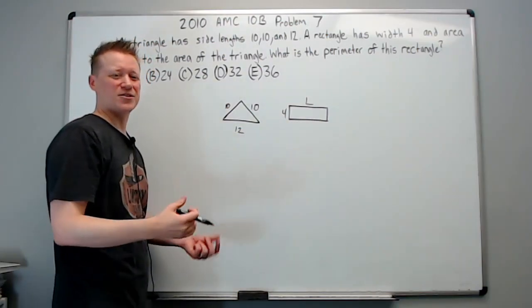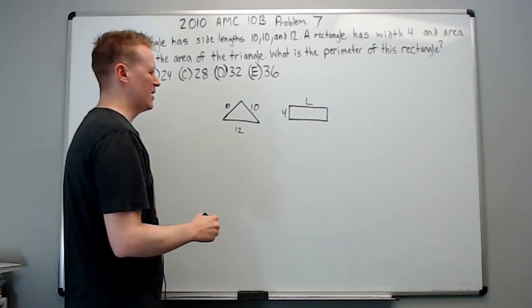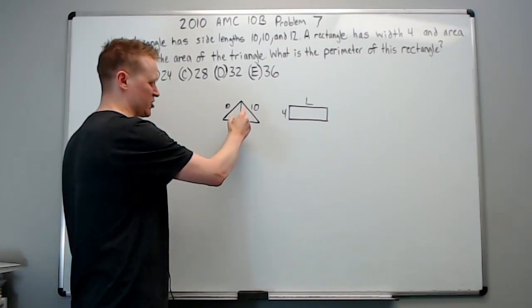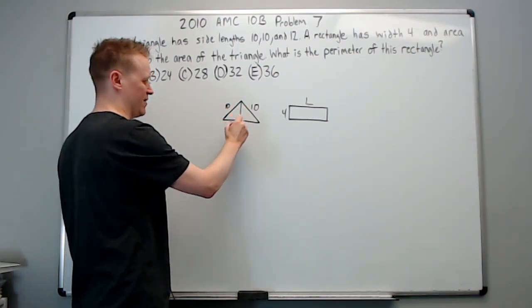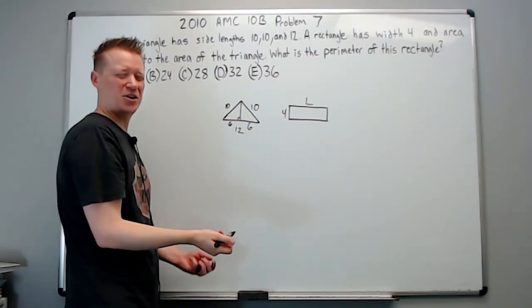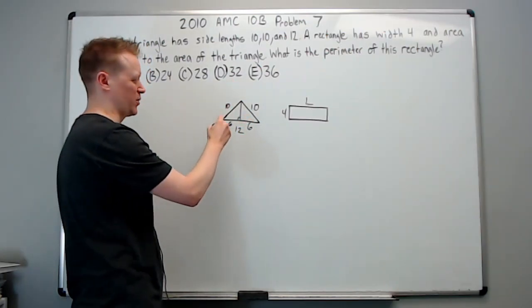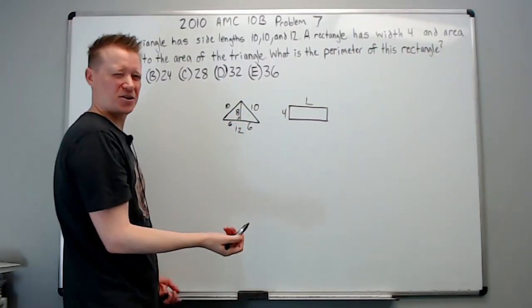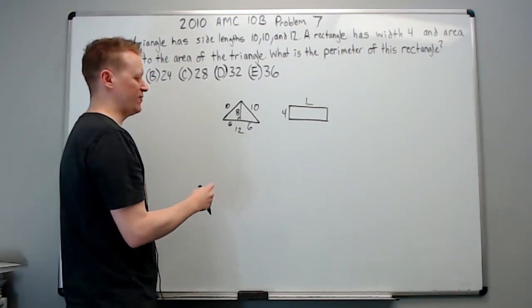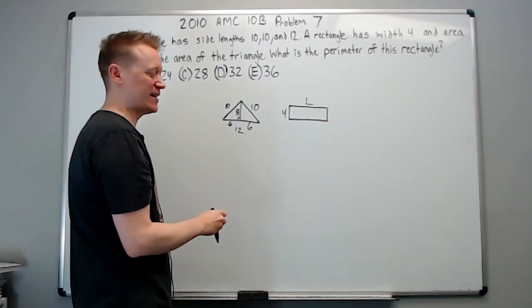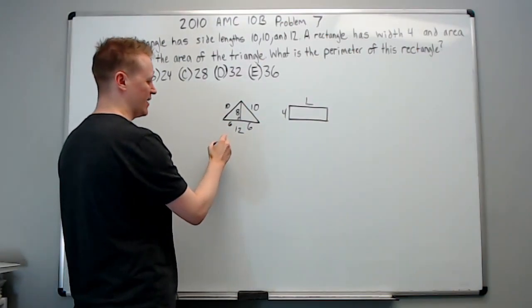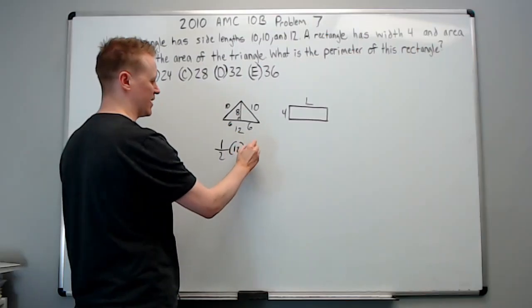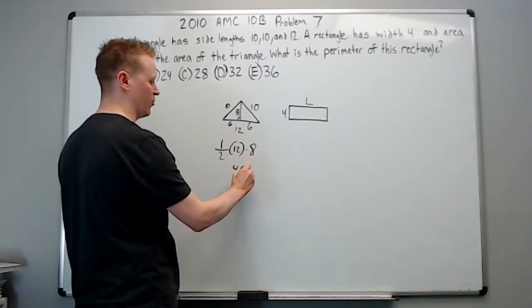You can use Heron's or Hero's formula if you want, but it's much faster if you just realize that when you drop the altitude of an isosceles triangle, it cuts the base in half, making this 6 and this 6. And you should know your Pythagorean triples. This is the most famous one of all. 3, 4, 5 times 2 is 6, 8, 10. If you don't know your triples, well, learn them for one. But if you don't, you can just do the Pythagorean theorem and get that that height is 8. Then the area of the triangle is half the base, which is 12, times 8. 6 times 8 is 48.